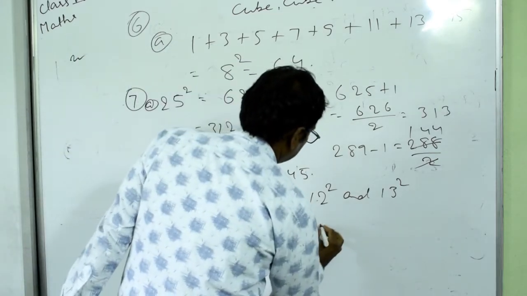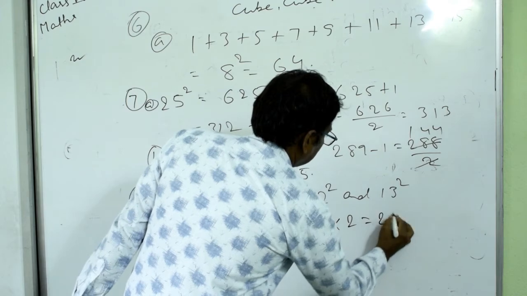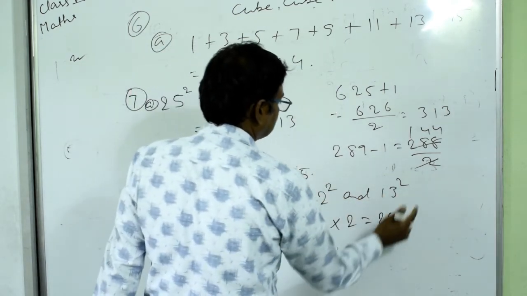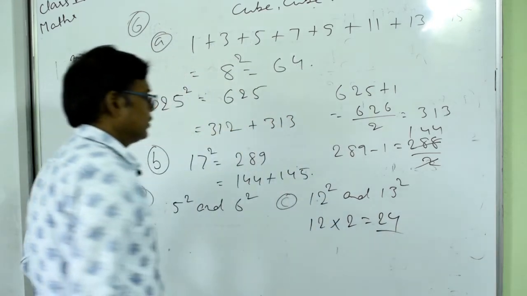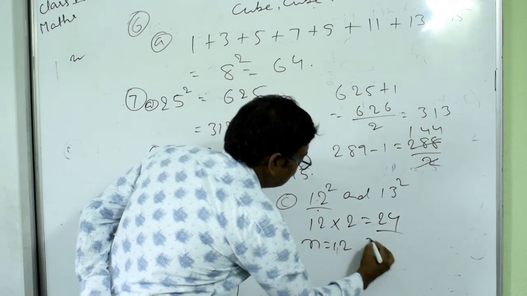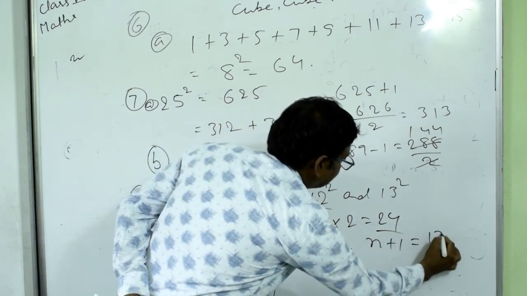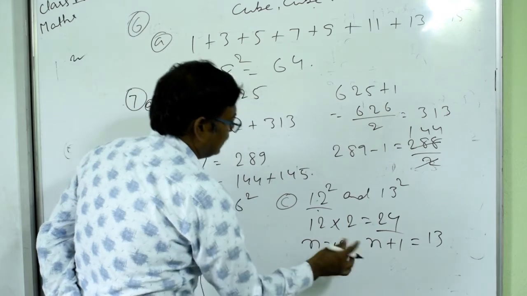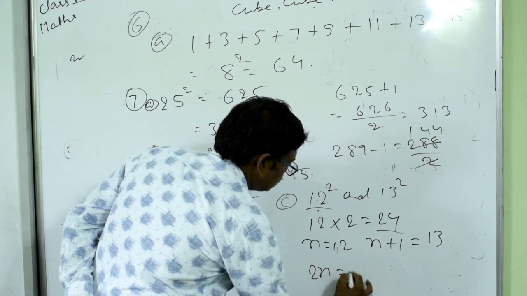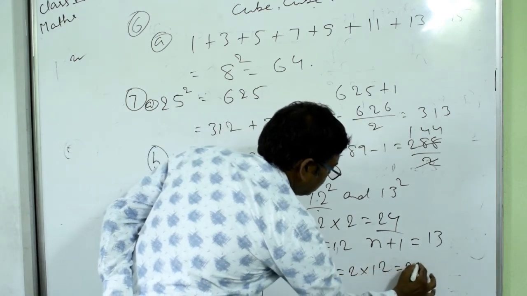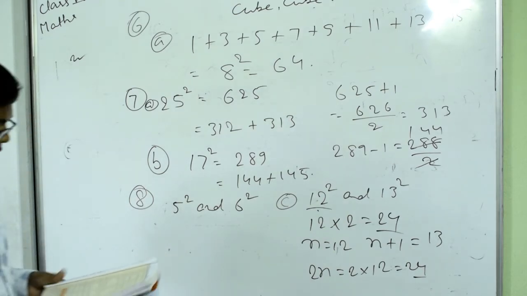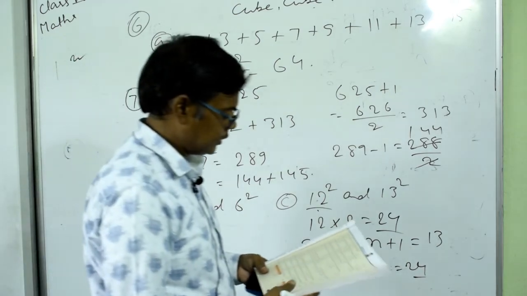Here it will be 12 into 2, that is 24. That is the total number of numbers between 12 square and 13 square is 24 numbers. Okay, so here you have this n. Here n equal to 12 and here n plus 1 equal to 13. So n equal to 12, then the total number of numbers between these two numbers will be equal to 2n, that is 2 into 12 equal to 24. So this is how you will find the answer of these questions.